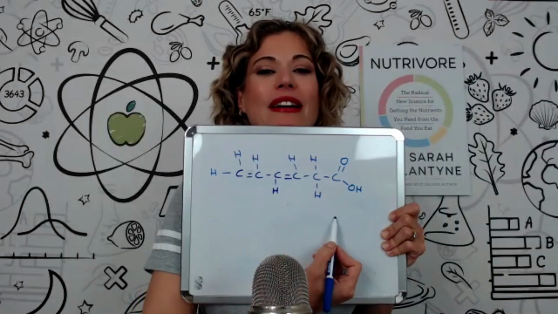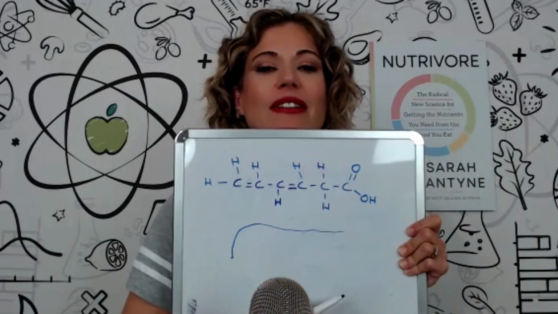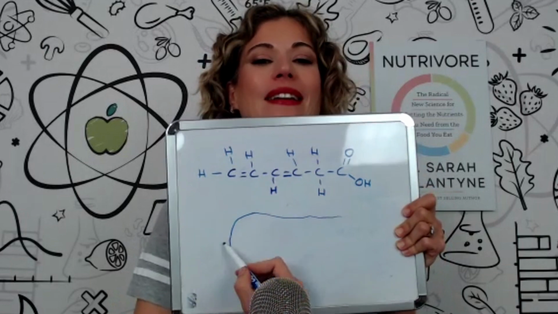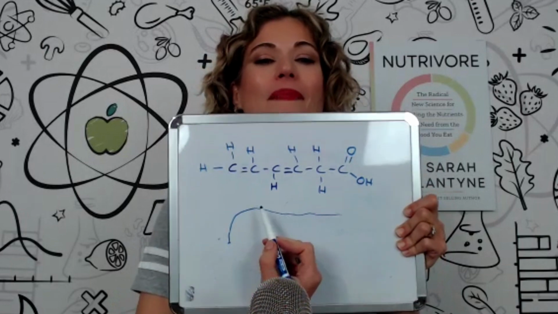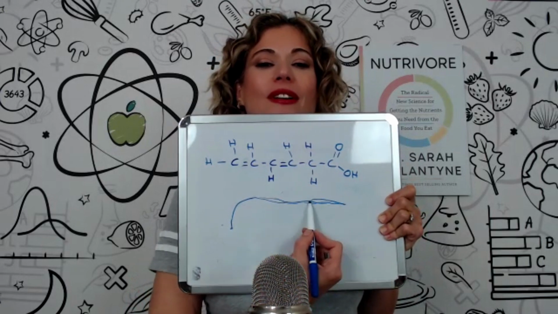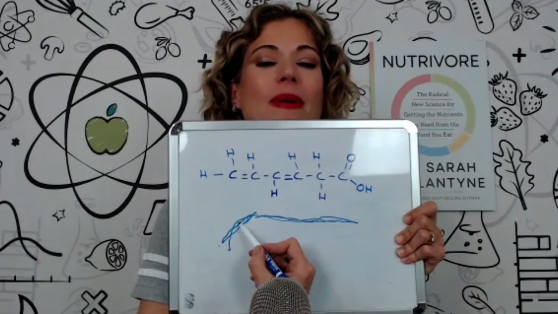So it would kind of go like this and then like this. That was a terrible drawing on my part, but hopefully you can understand, right? The double bond kind of puts a kink in that molecule, and a trans fat kind of straightens it out. So when you have a trans bond, it looks straighter, whereas when you have a cis double bond, it kind of puts a kink.